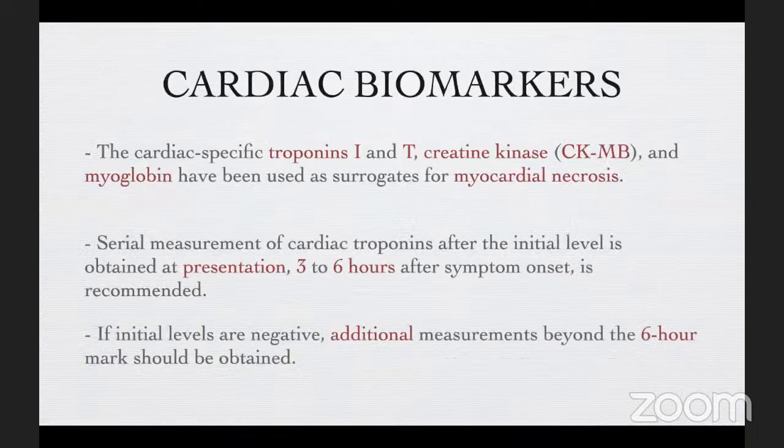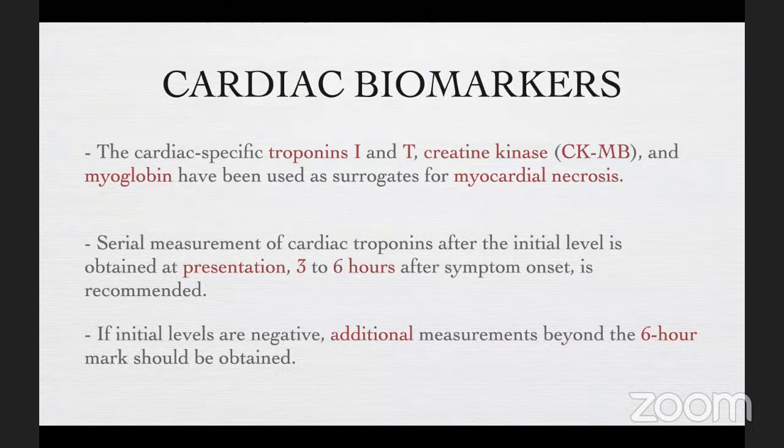Okay, cardiac biomarkers. In the past, different cardiac biomarkers have been used to evaluate patients with suspected acute MI. The cardiac specific troponins I and T, creatine kinase, and CK-MB, the MB isoenzyme of creatine kinase, and myoglobin have been used as surrogates for myocardial necrosis. Cardiac troponin detection and quantification has improved dramatically over the years, as advanced technology allows cardiac troponin assays running on automatic platforms with a high degree of sensitivity.